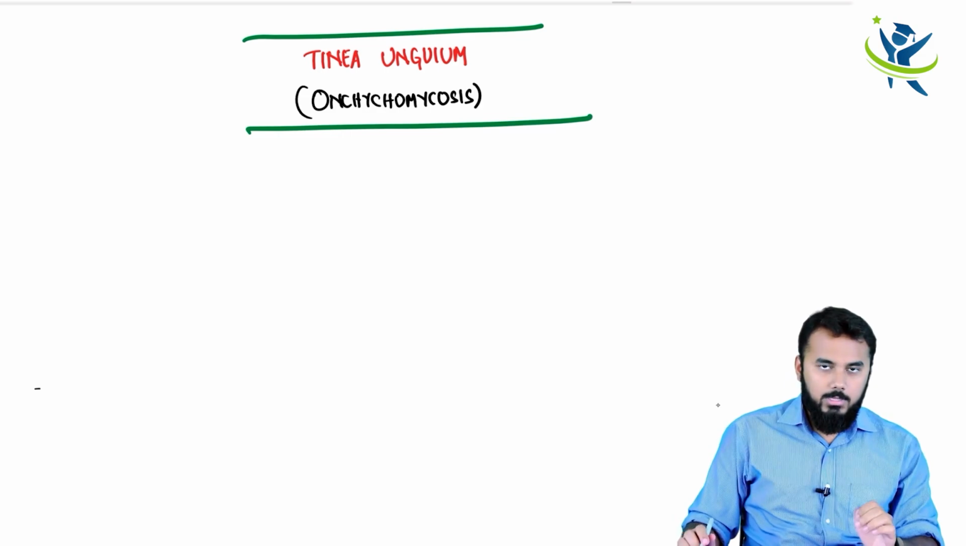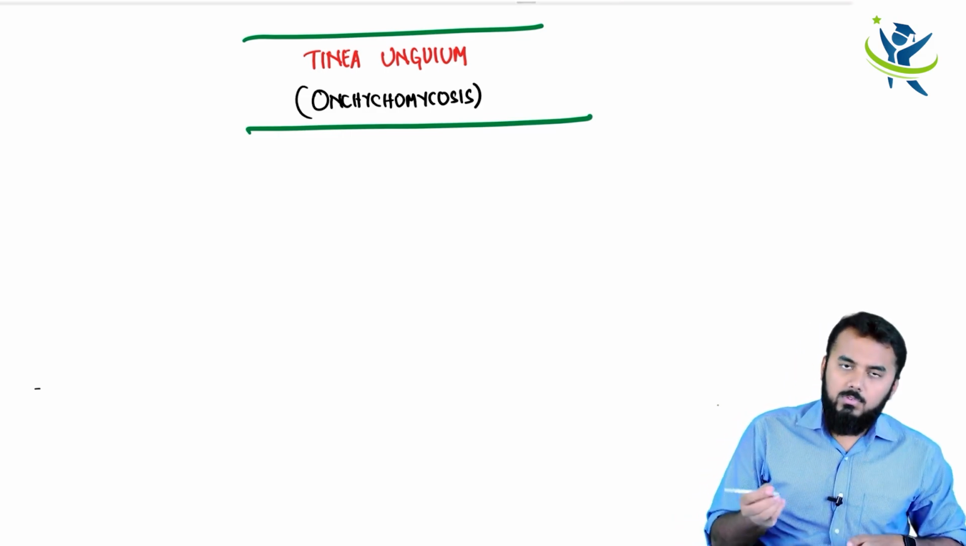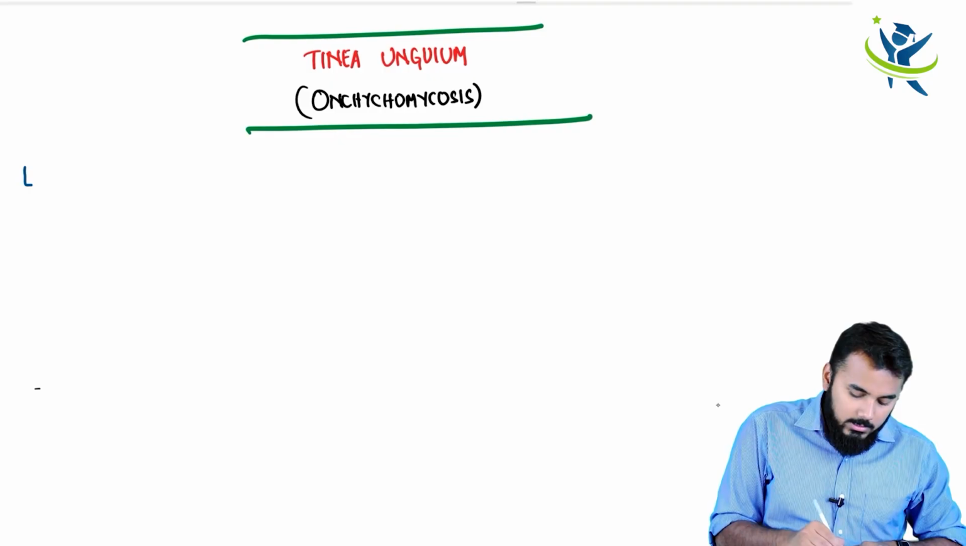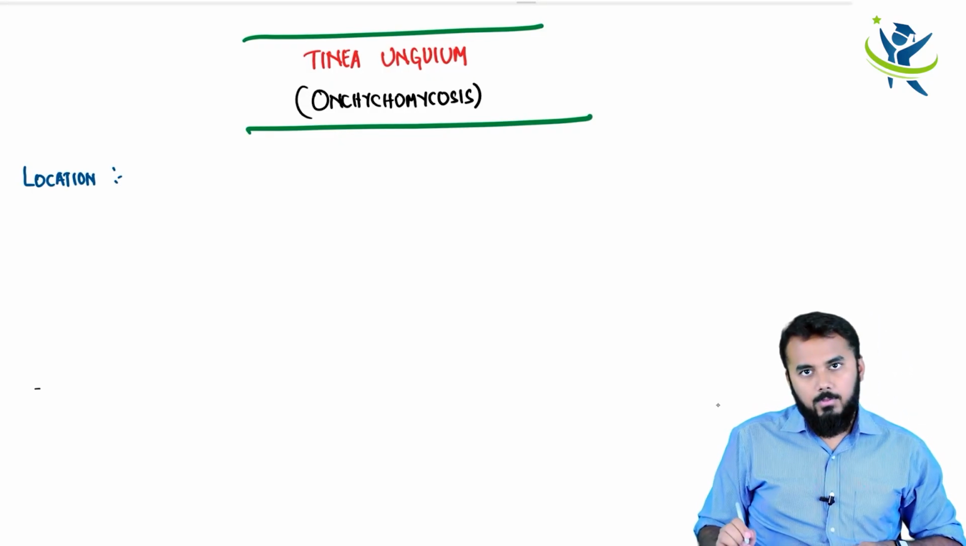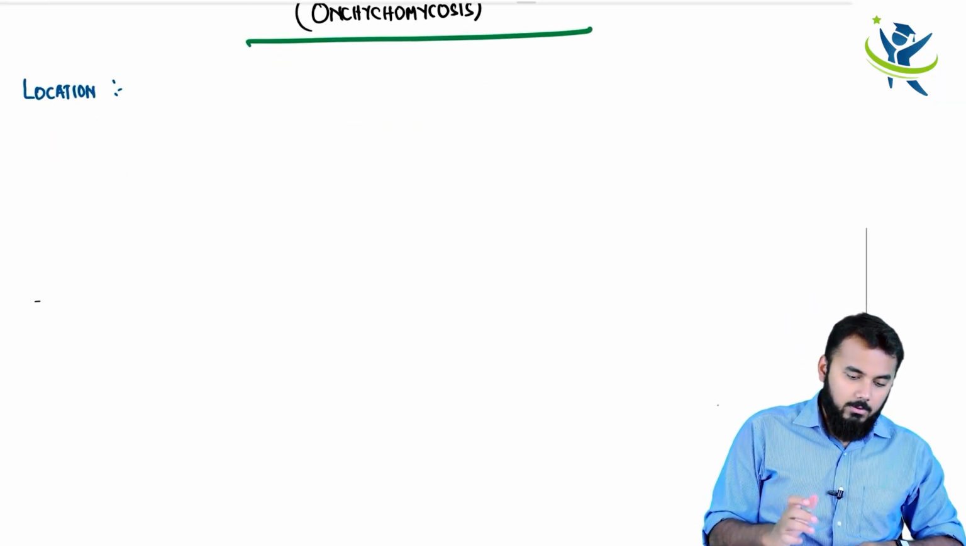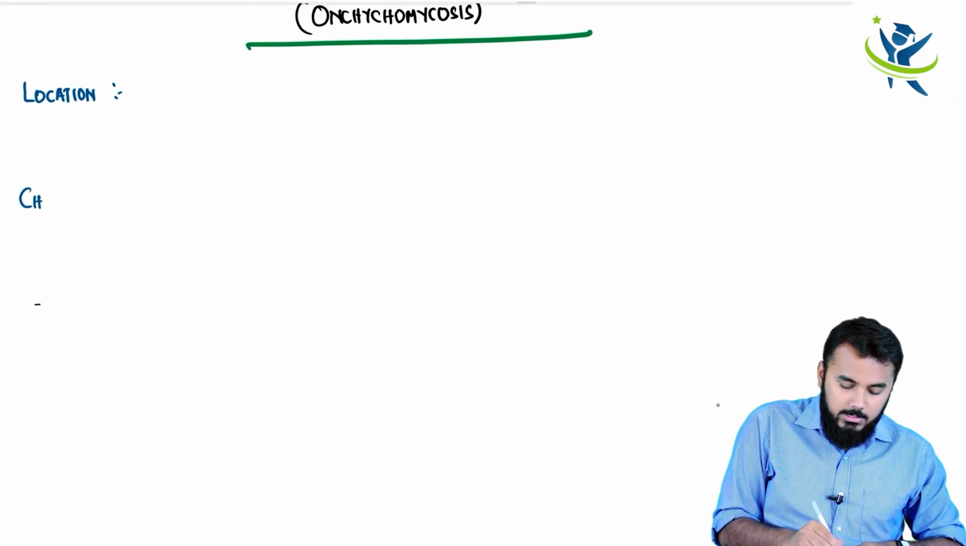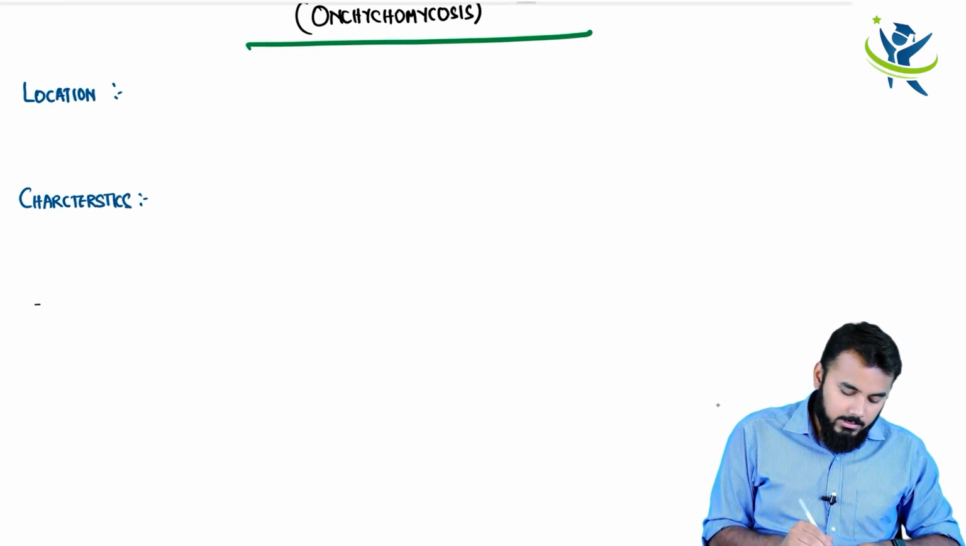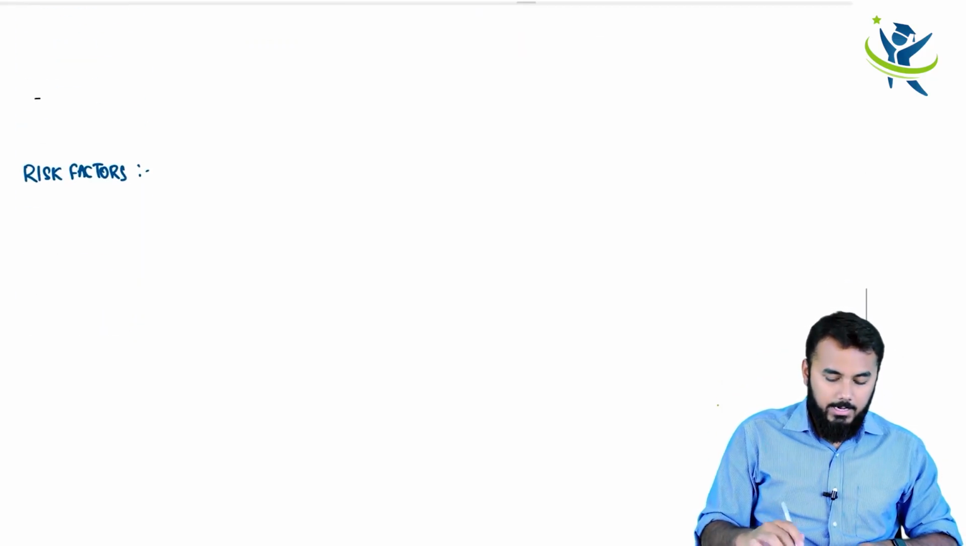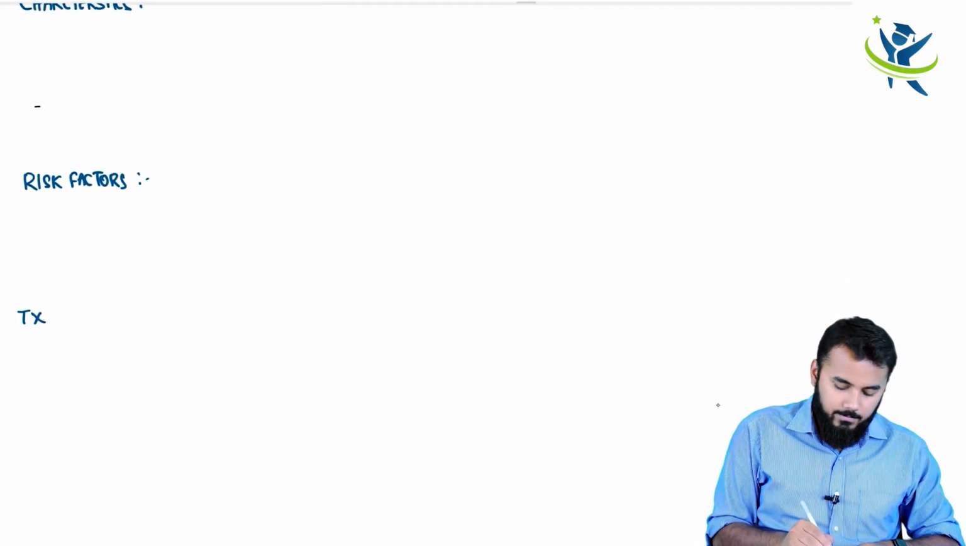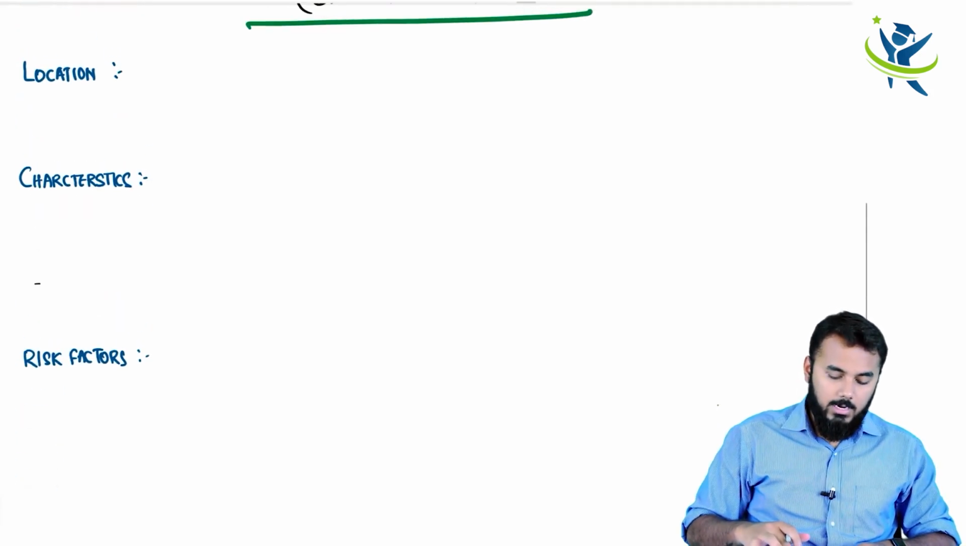Right, now the most important things which you need to know are the same things which we have discussed before. One is the location, and after the location we shall be discussing the characteristics of the rash, and after that the risk factors, and finally the treatment part. Okay, now let us start with the location.